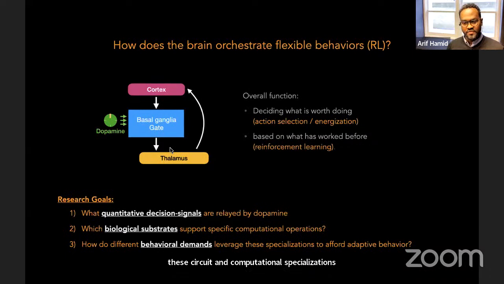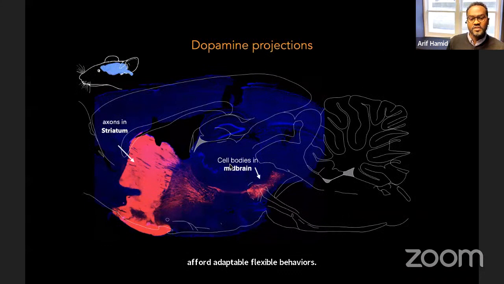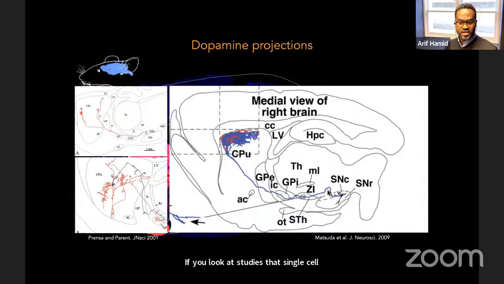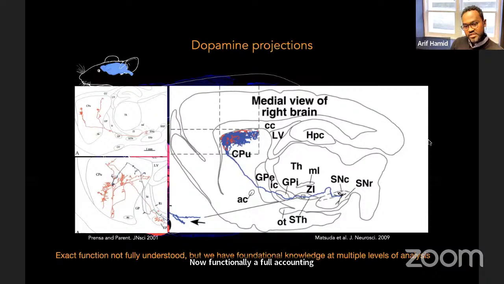Now, anatomically, dopamine cells tend to live here within the midbrain, and there are relatively very small amounts of them in the brain, but they make these really impressive and dense forward projections to the forward part of the brain, most notably arborizing in the striatal and cortical subregions. You can appreciate the extent of this density of projection if you look at studies that did single cell reconstruction of dopamine cells here, this one cell occupying very large territories of the striatum, and also others that meander throughout the striatum.